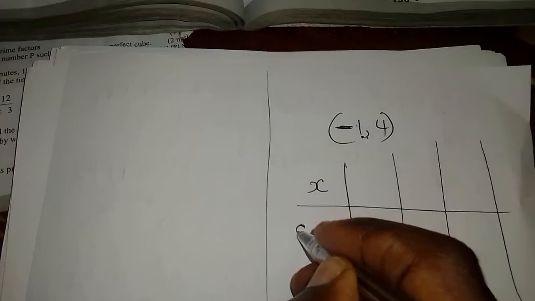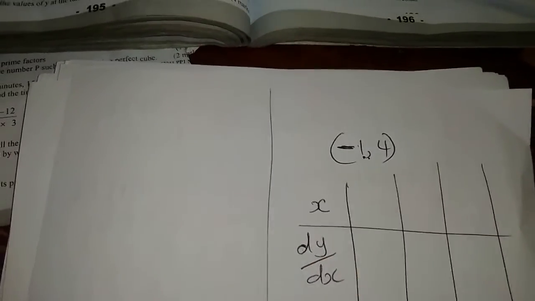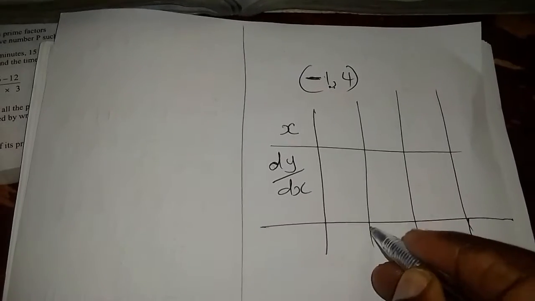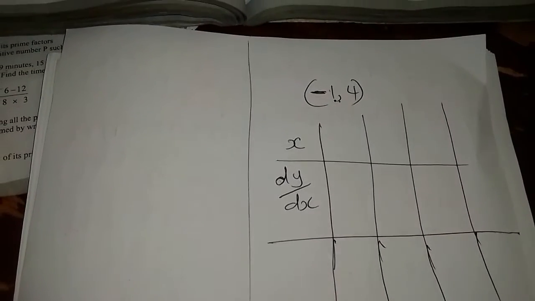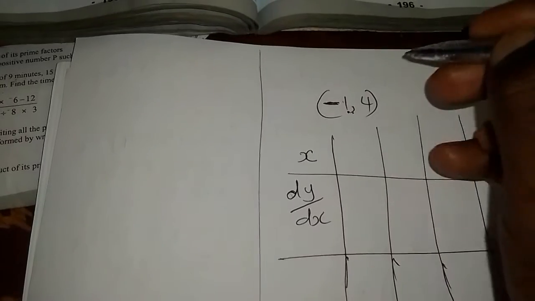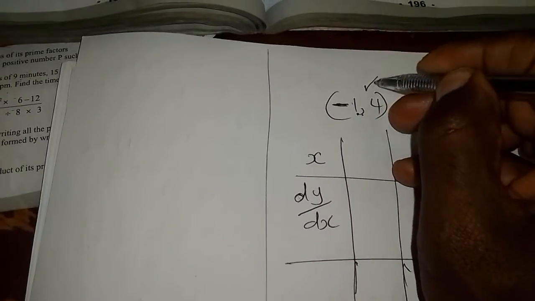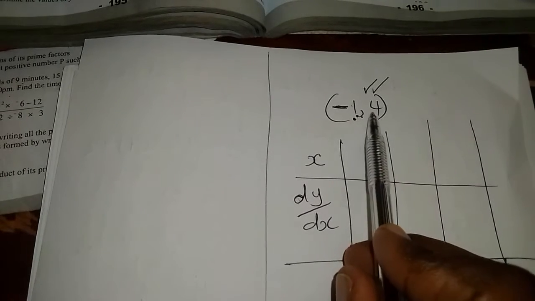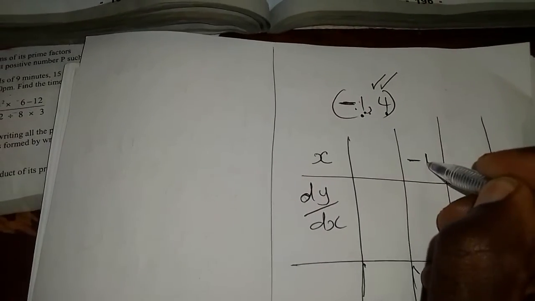I just come here and write x. I have to prepare a table, in other words. And in this case, I'm going to write here dy/dx. Then I'll be able to determine the shape. So if I have to tell whether this is a maximum or a minimum turning point of a curve, I've only to use the x value and not the y value. So I'm going to pick -1, then write it in the middle here.